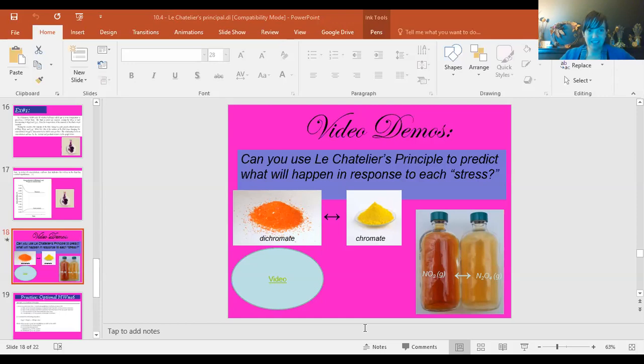Next, we will try to determine if an equilibrium is exothermic or endothermic. The equilibrium we will study is N2O4 in equilibrium with NO2. N2O4 is colorless, while NO2 is brown. We'll observe this equilibrium at 3 different temperatures: at a high temperature, at room temperature, and at a low temperature.